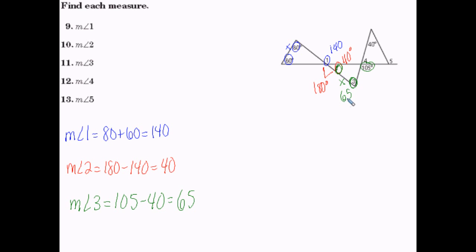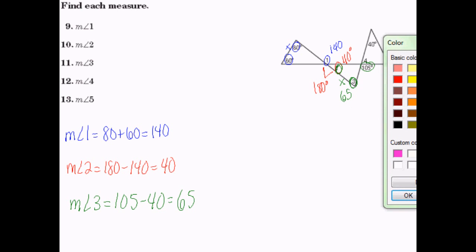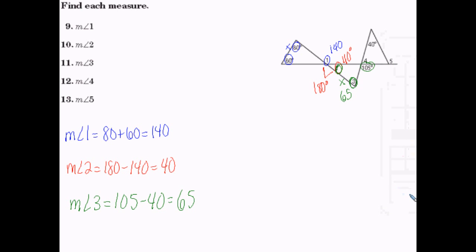And angle 4, let's see. Angle 4 and 105 together will make 180. So to find angle 4, I'm going to take away the 105 and get 75.